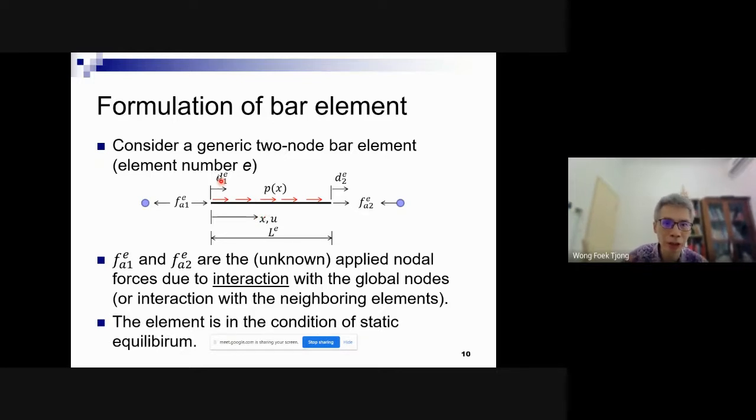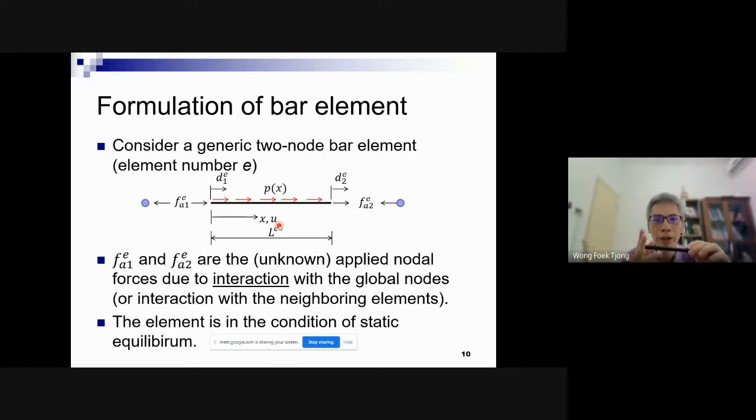So let's consider a generic 2-node bar element. Let's say this is element number E. This is not a power, but E refers to the element number. D1, D2 belong to element E. FA1 and FA2 belong to element E. L^E is the length of element E. So this is not L to the power E, but just means the element number.